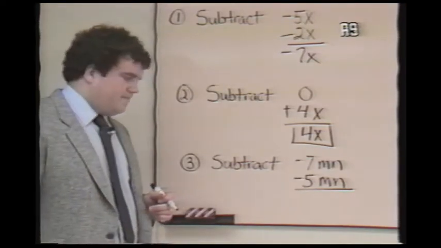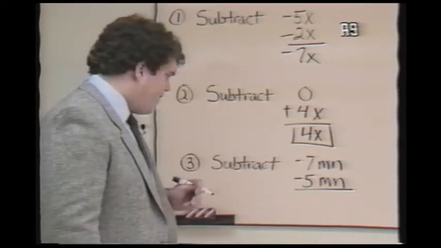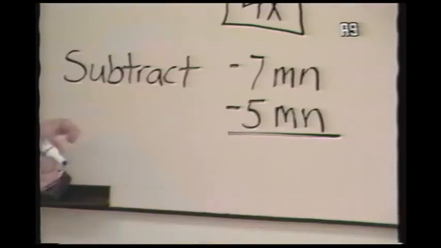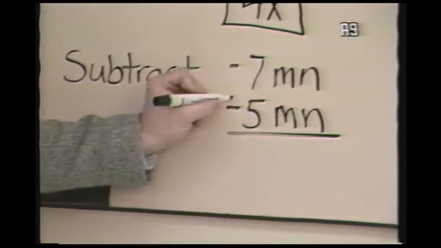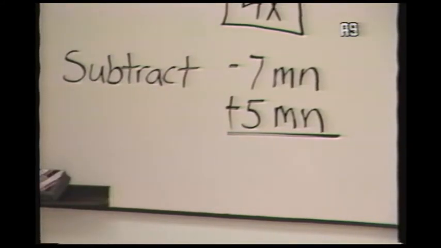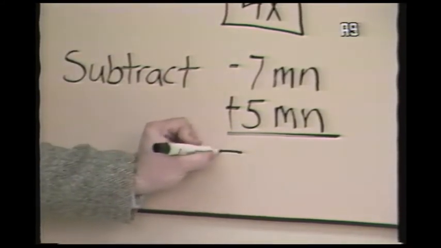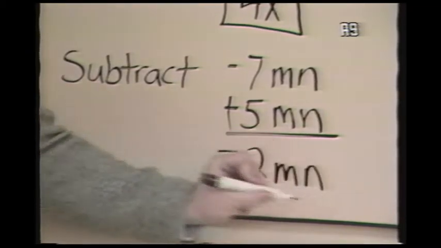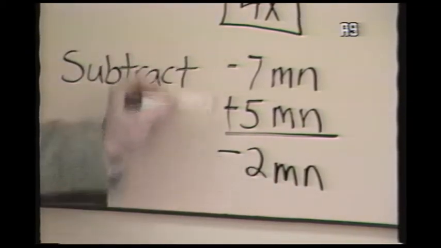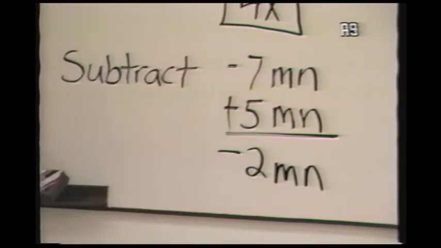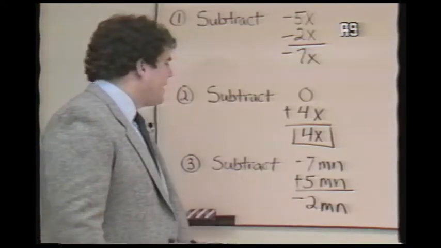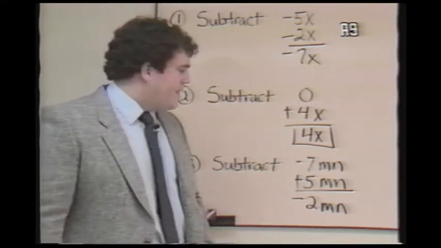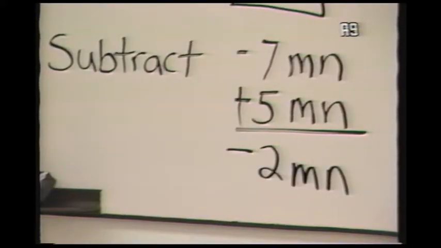Problem number 3, subtracting negative 5mn from negative 7mn. I change the sign of the bottom term and follow the rules of addition. I get minus 2mn. My answer, negative, subtract, and keep the mn. Negative 7mn minus negative 5mn is negative 2mn.